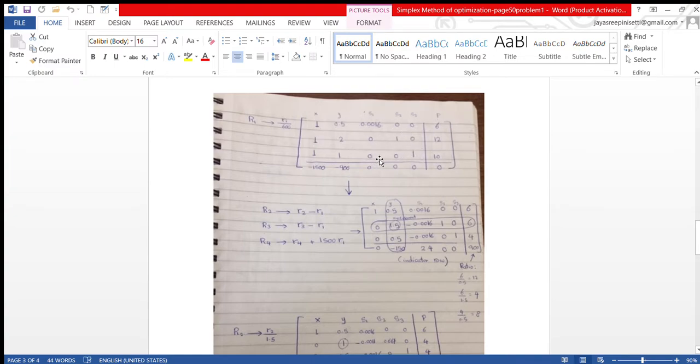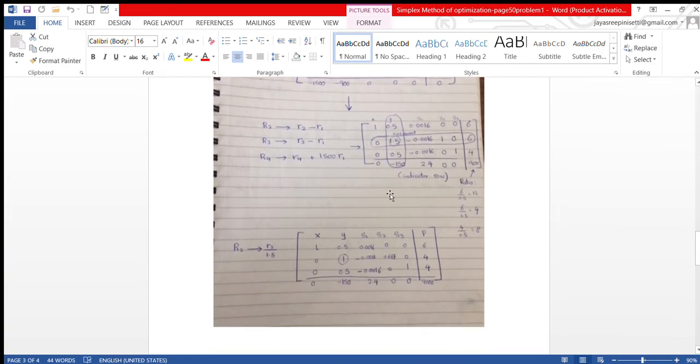Then, as I said, except for the pivot element, the remaining elements in the pivot column should become 0. How will you make that? The new row 2 is R2 minus R1, so this will become 0, and R3 minus R1, this will become 0, and R4 plus 1500 times R1, this will become 0, because here you have negative 1500, right? So you have to add 1500. For that, you have to multiply this row by 1500. So R4 will become R4 plus 1500 R1.